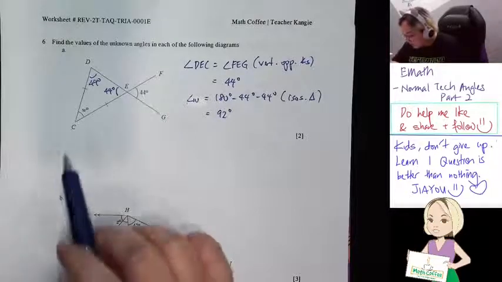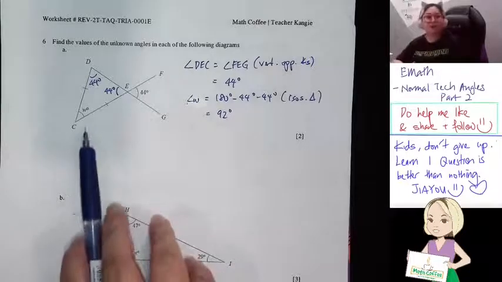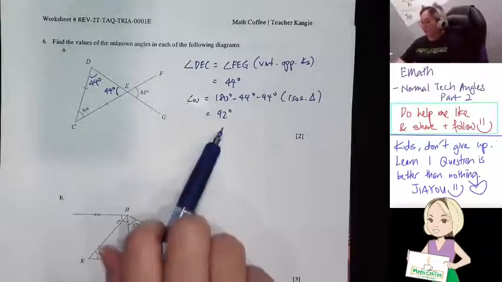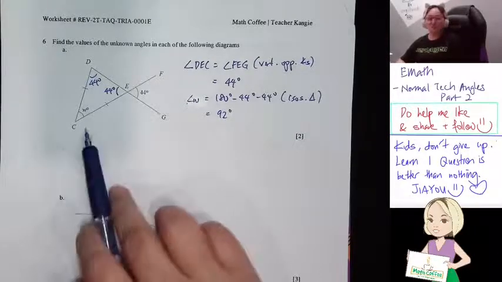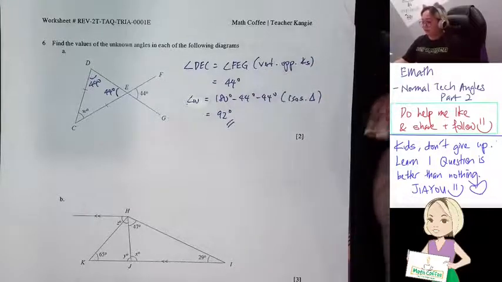Did I see wrongly? Answer, oh yeah. Not drawn to scale. Because I was thinking, why is this W so small but my angle is 92? Yeah, a bit small but it's not drawn to scale. So we are still correct.